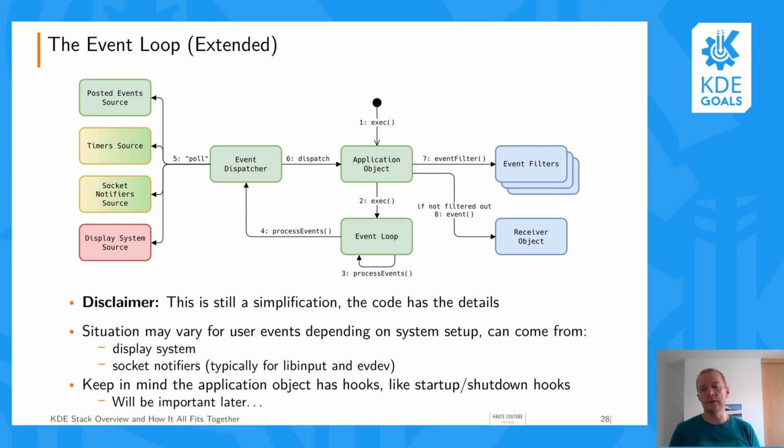If none of the filters did that, that is, grab it and not let it go, then it will end up in the receiver object. And so the application object will pass it to the event method inside of the receiver object.